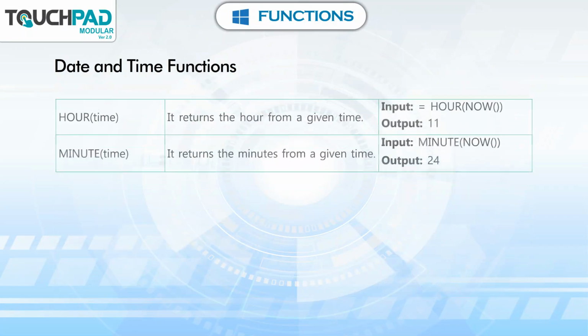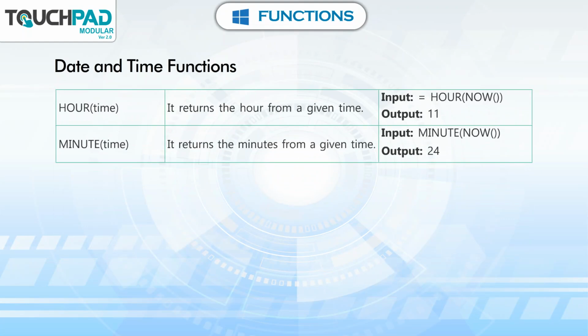Output: 21-05-2020 11:24. HOUR(time) returns the hour from a given time. Input: =HOUR(NOW()). Output: 11. MINUTE(time) returns the minutes from a given time. Input: =MINUTE(NOW()). Output: 24.